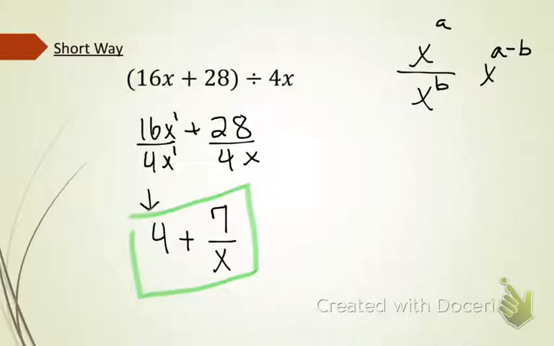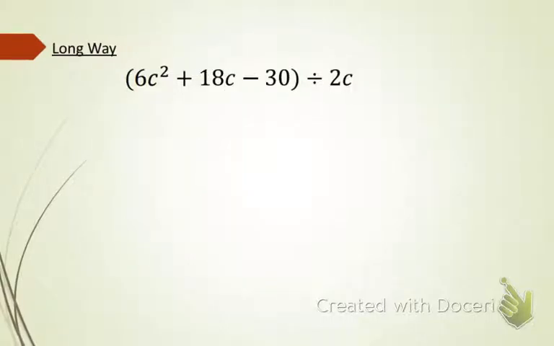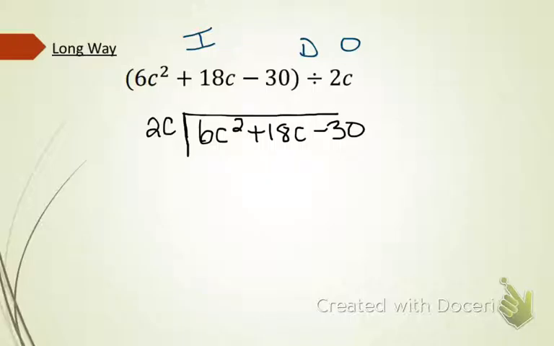Okay. Let's try another one, long way. 6c squared plus 18c minus 30 divided by 2c. Okay, so I'm going to set this up, and it'll help me understand what goes inside, what goes outside. So the divisor part, remember, goes outside, then it's the division sign, and then it's the inside part. Okay, and then we start.